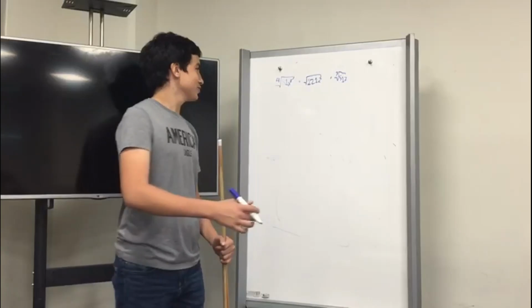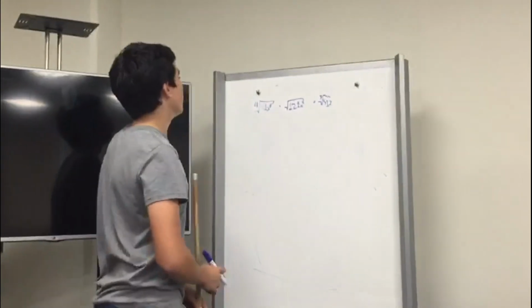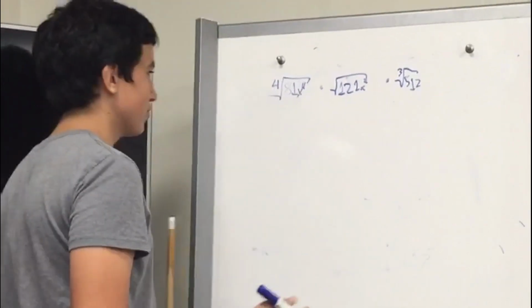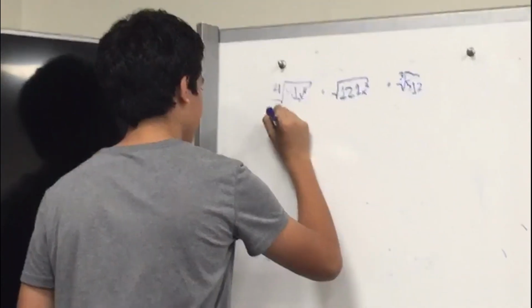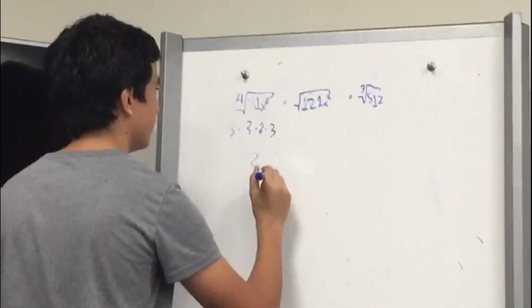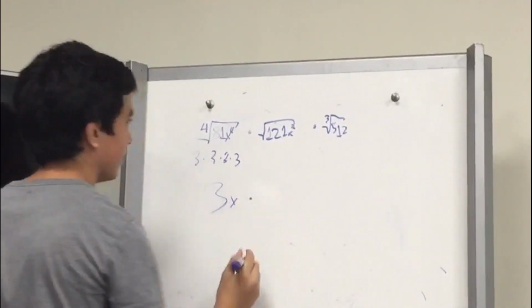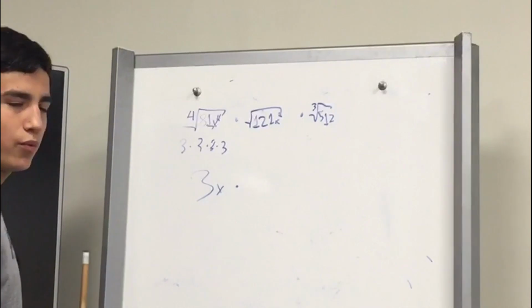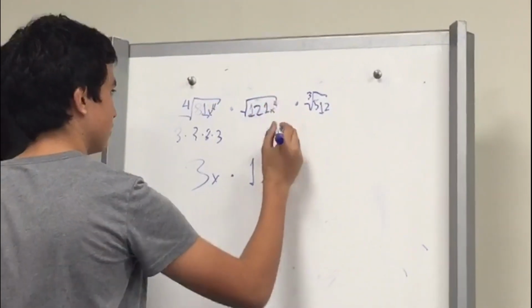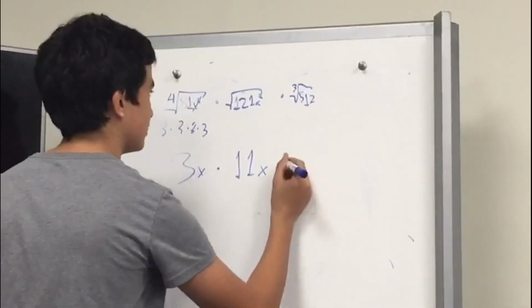Thank you. So now that we have this problem, we have the fourth root of 81x to the fourth power. So this is basically like saying 3 times 3 times 3 times 3. So we take it out as a 3x, and we multiply it. The square root of 121 is 11. We take it out as 11, and we cancel the x squared, so it's only x.